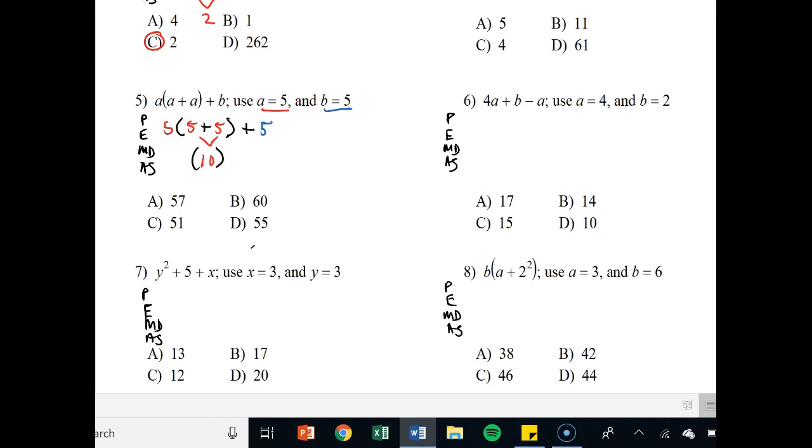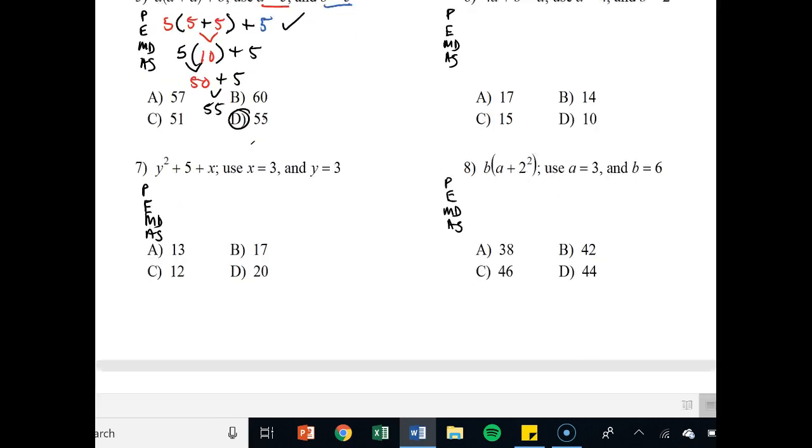Sorry, let me put this in black so it doesn't look like everything's changed. Now we're going to multiply 5 times 10 because a number next to parentheses means multiplication. So that gets us 50 plus 5, which gives us our answer of 55. And you could literally put this exact phrase into your calculator and you should get 55, so it's a good way to double check your answer.